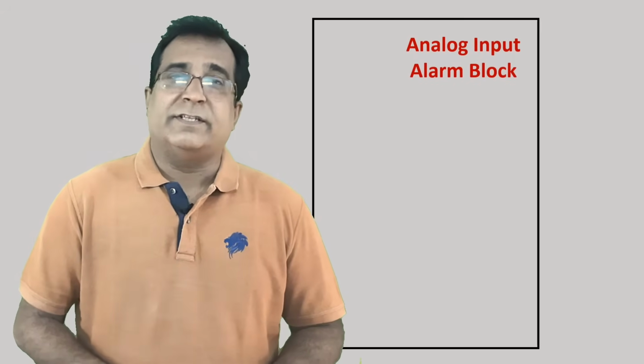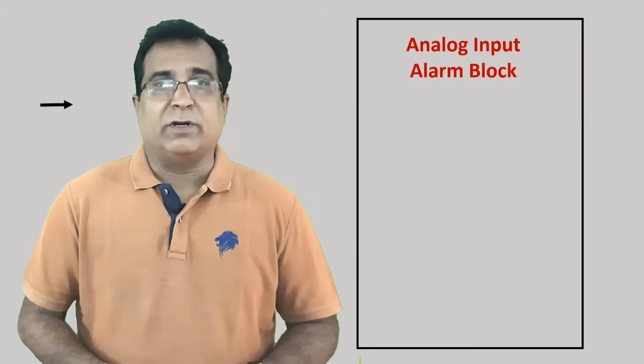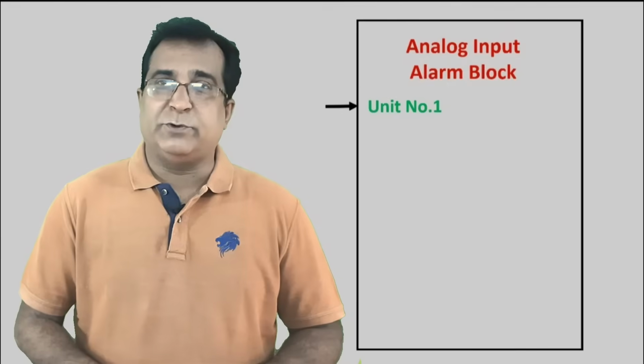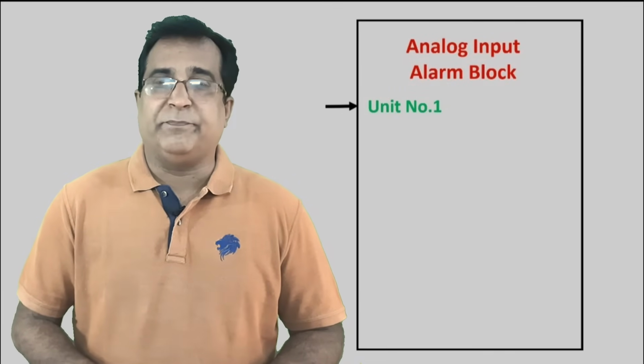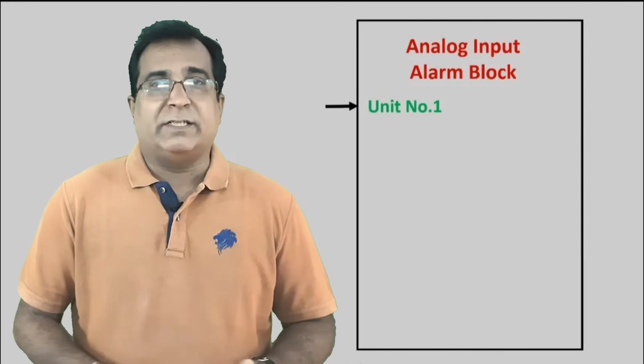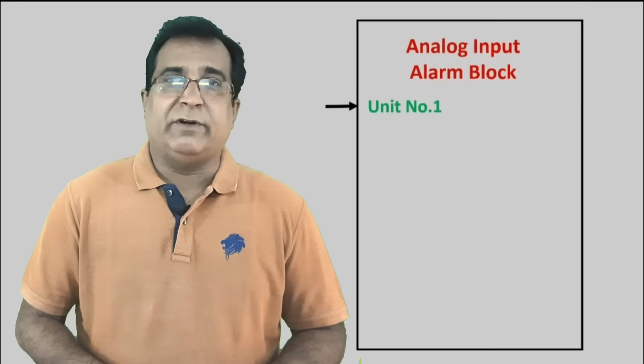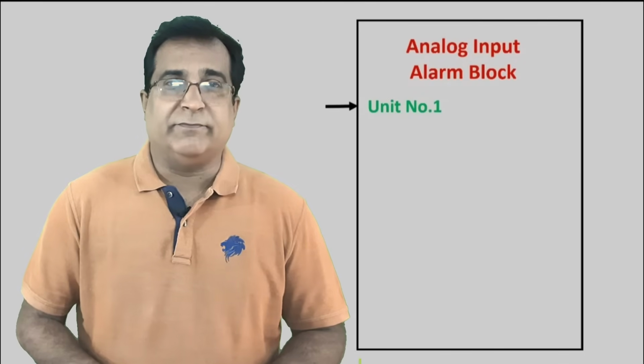Obviously, it has some inputs, outputs, bits and words. Let's take them one by one. First one is unit number or block number. This is the sequence number you assign to the analog input block whenever you add them, add new. The maximum number is determined according to the memory layout of the PLC DCS you are using.